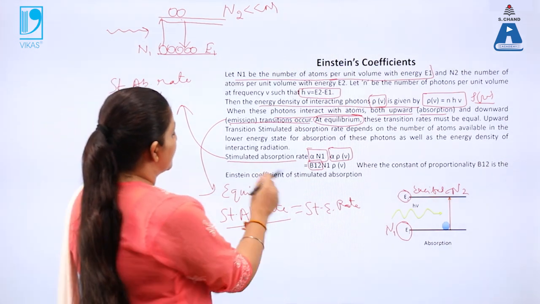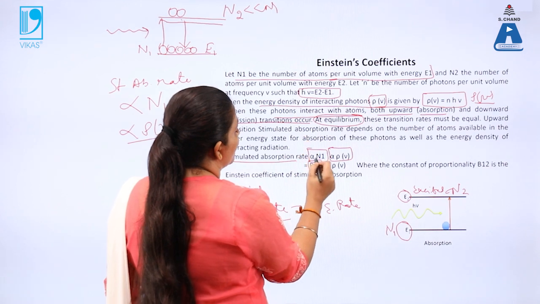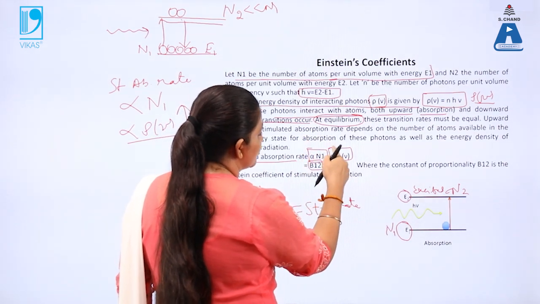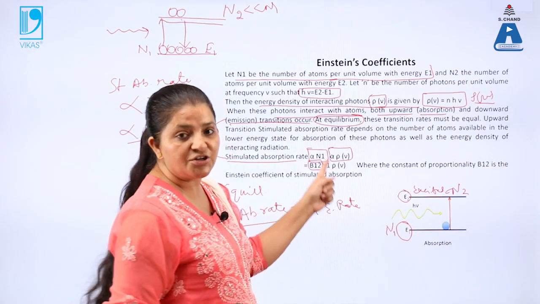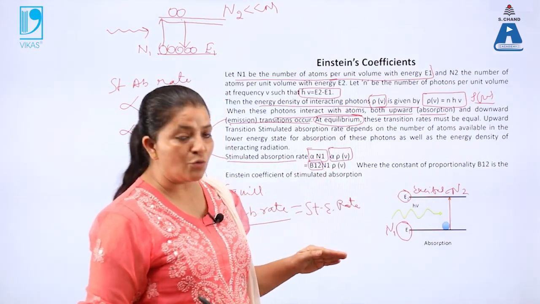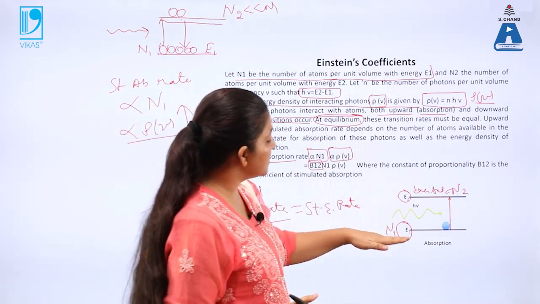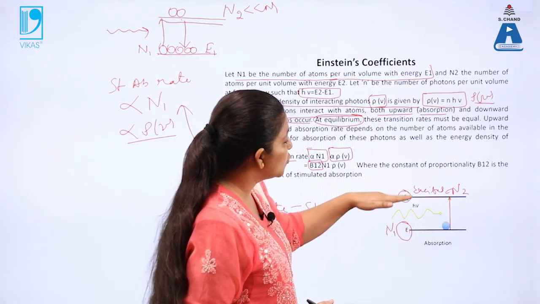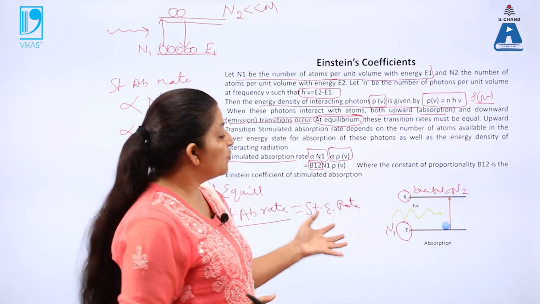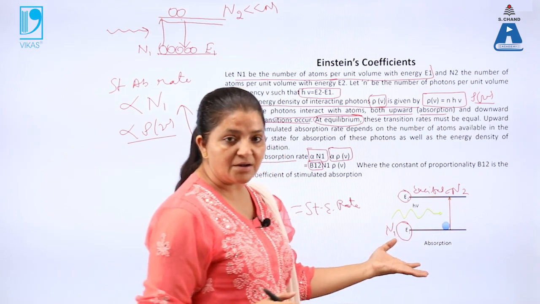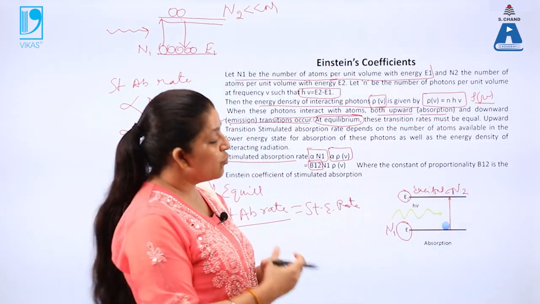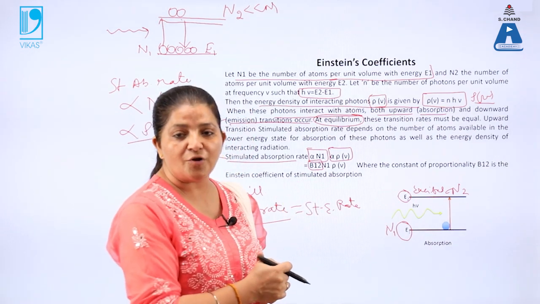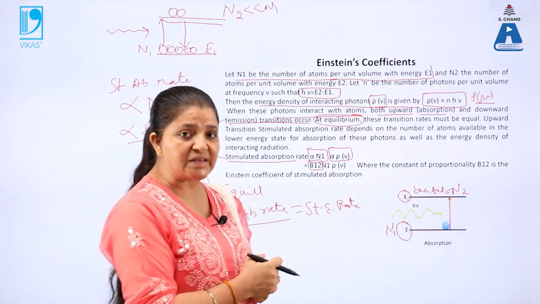What is B12? It is known as Einstein's coefficient of stimulated absorption. So why is this stimulated absorption rate proportional to rho nu also? Because rho nu is the energy density for the photons to move from the ground state to the excited state. It means the more radiation falls on the atoms, the more radiation will be absorbed by the atoms, and the more atoms will move from the ground state to the excited state.